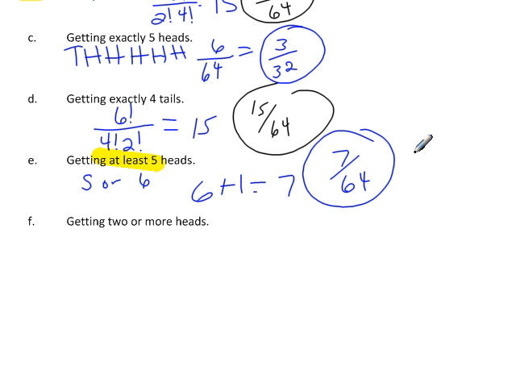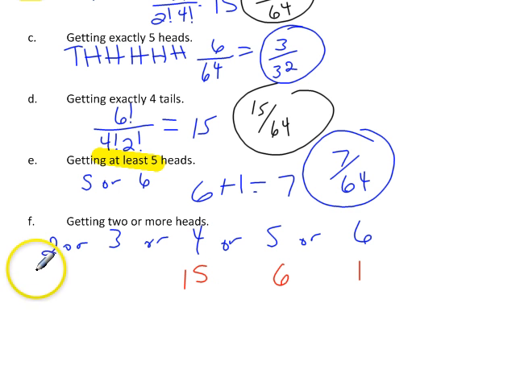The last one says getting 2 or more heads. So for that one, we could have 2 heads, or 3, or 4, or 5, or 6. Some of these we've already calculated, so we'll go ahead and write those down. We said there's 1 way to get all heads. We said there's 6 ways to get 5 of them to be heads. We learned that there were 15 ways for 4 of them to be heads, and 15 ways for 2 of them to be heads. For 3 of them to be heads, we'd do 6 factorial over 3 factorial times 3 factorial.